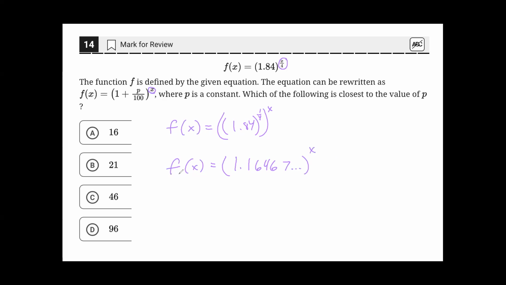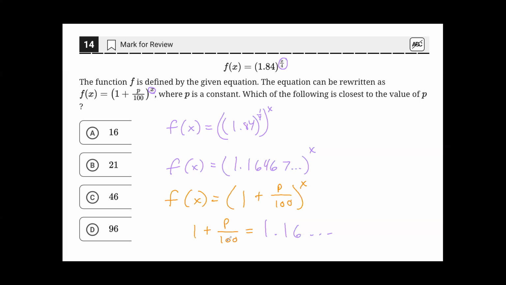So now we have the quantity of our function raised to the x power. The function they want to make equivalent to this is equal to 1 plus p over 100 to the x power. Since both functions are raised to the x power, it can essentially be found that this quantity has to equal this quantity. So in other words, 1 plus p over 100 must equal 1.16 and the rest of the digits.